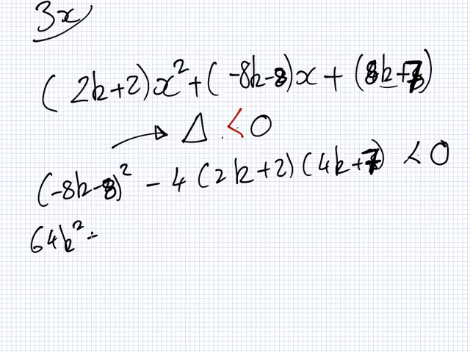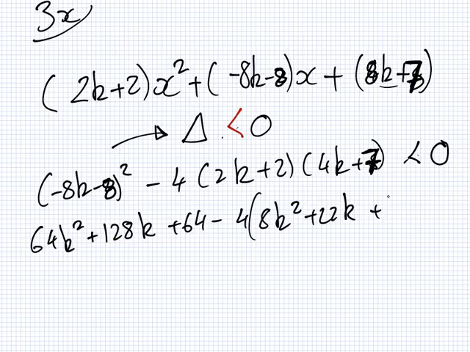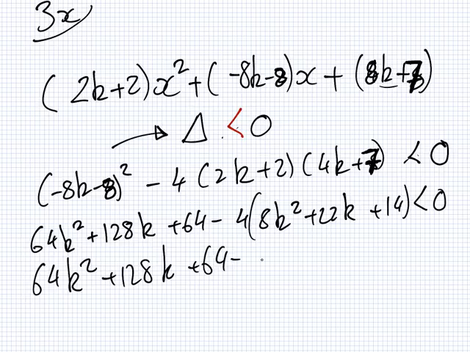64k squared, minus... I can do this. 8 times 128. 128 plus 64, minus 4 times 8k squared, 8 and 14, 22k plus 14. My goodness, I hope that's right. 64k squared plus 128k plus 64 minus 32k squared minus 88k minus 48.